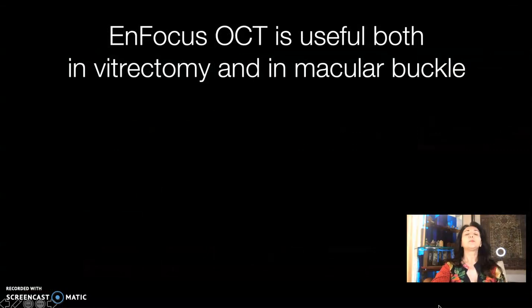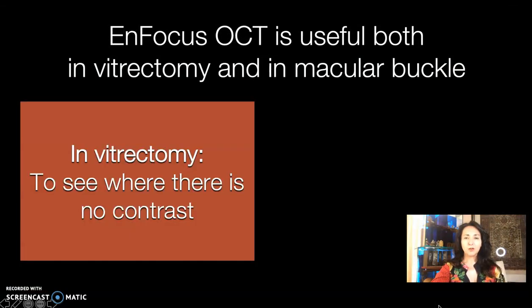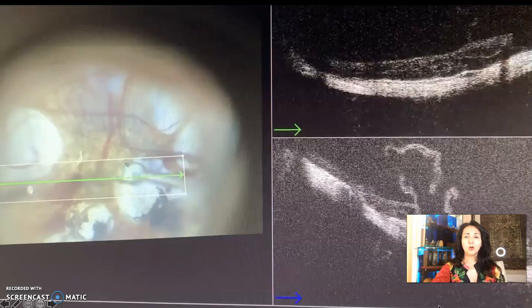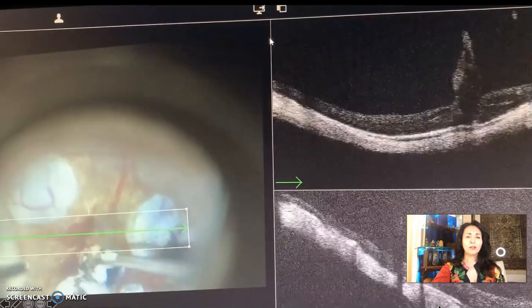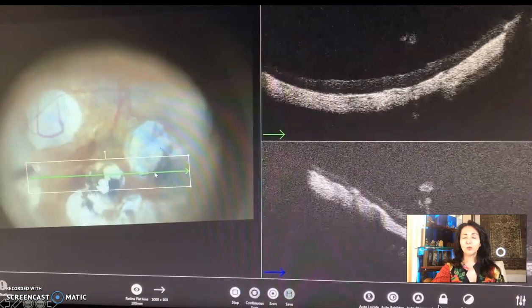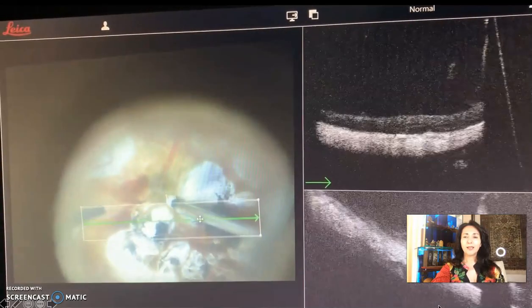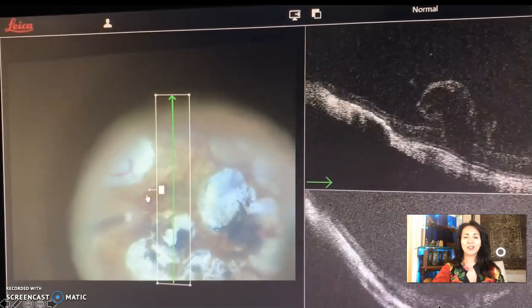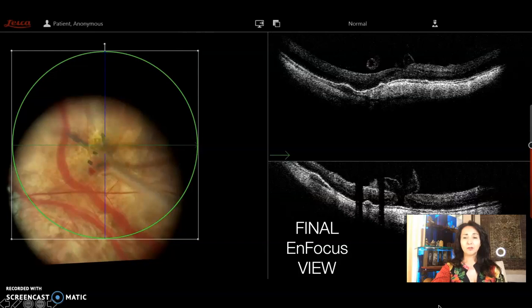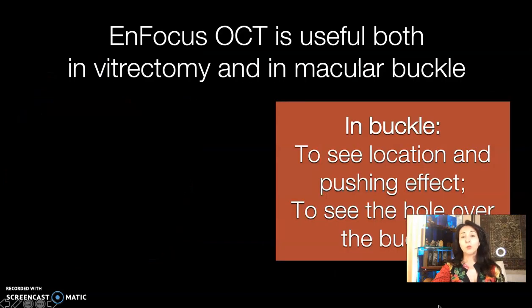And OCT is useful both in vitrectomy and in macular buckle in high myopia. In vitrectomy, again, to see when there is no contrast. Look at the comparison between left and right through the microscope. We barely see where the macular hole is, while on the right we know exactly what we are doing. The ILM, which is large enough and is exactly on the hole. And this is another example. If you compare the two images, you see that on the right you have a great help. With buckle, OCT is useful to see the location of the buckle and the pushing effect, the buckling effect.